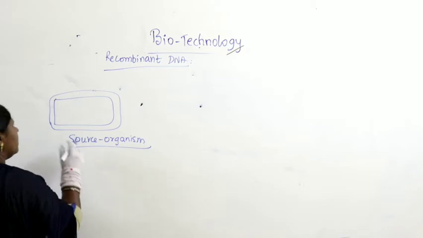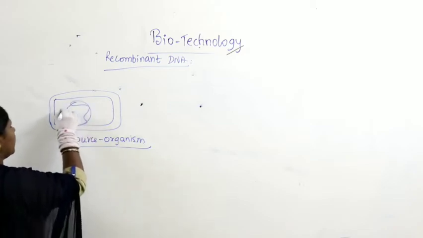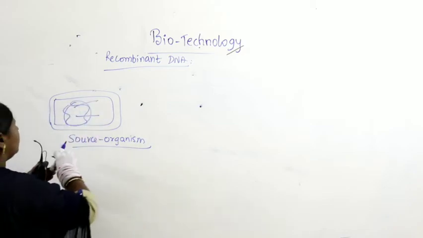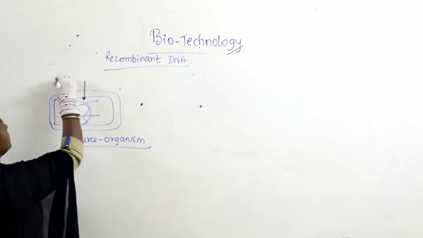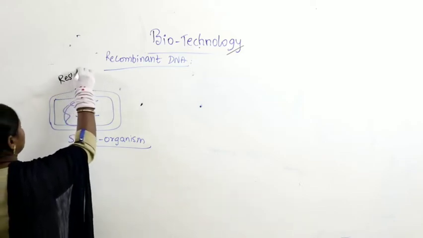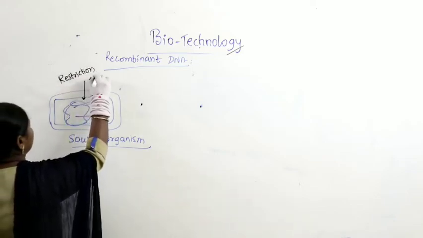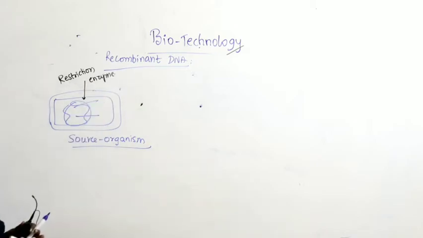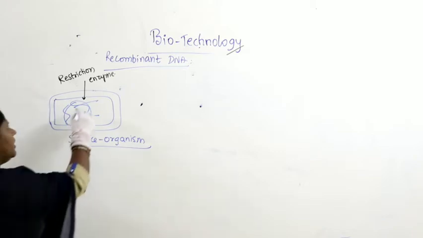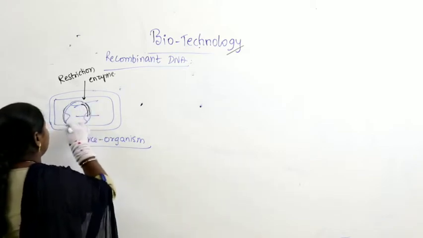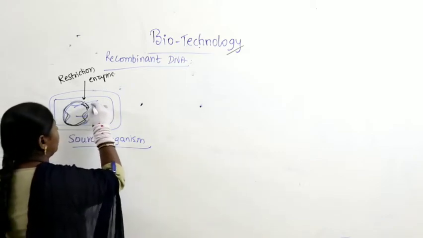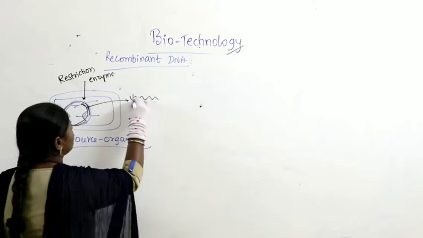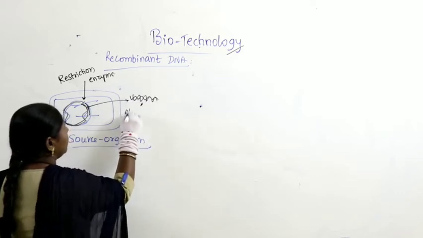What are we doing? A fragment of DNA, we are cutting it, right, by the implication of what? Restriction endonuclease, restriction enzyme, right. A fragment is cut with the help of restriction endonuclease. Let us imagine this is a fragment. So what is extracted? Remember the terminologies carefully.